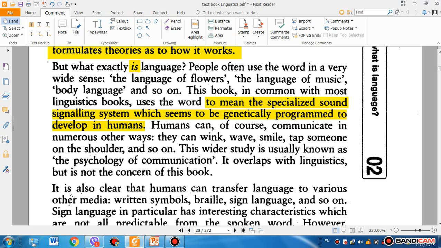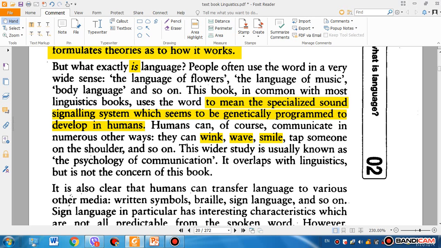Humans can, of course, communicate in numerous other ways. They can wink. So winking is one means of communication. You can wave, and you can smile, as your own means of communication.